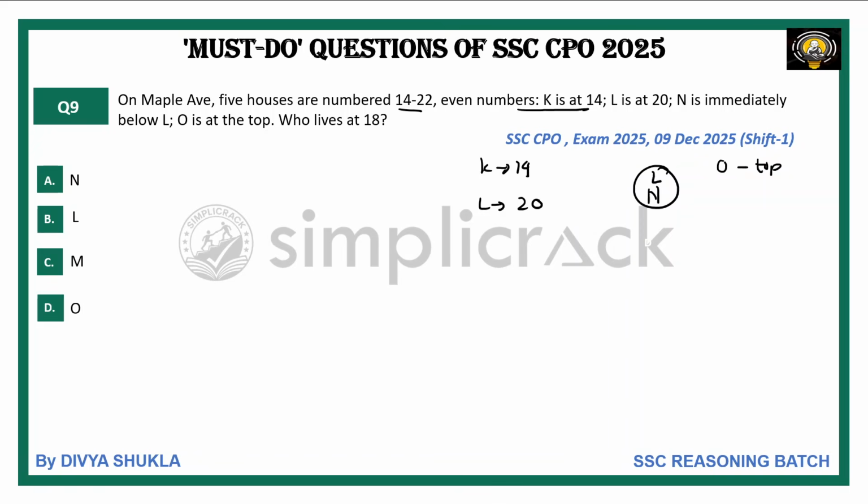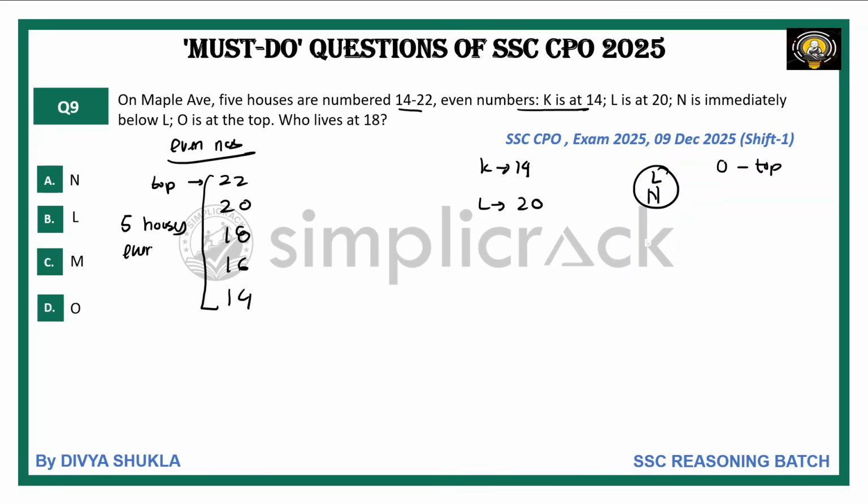So you have all the houses numbered with even numbers from 14 to 22. That means the topmost house would have the number 22, then 20, then 18, then 16, and then 14. That's how you have five even-numbered houses. Okay, that means 14 is the bottommost house.